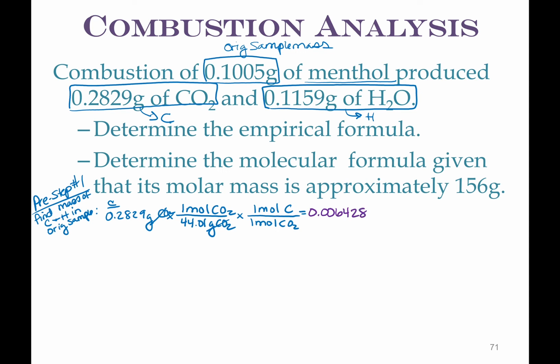I'm just going to double check that real quick. 0.2829 divided by 44.01, right? Yep, sounds good. This is moles of carbon. We need grams of carbon for this step, so 1 mole of carbon has a mass of 12.01 grams of carbon. That's where that happened. So this gives us 0.07720 grams of carbon.